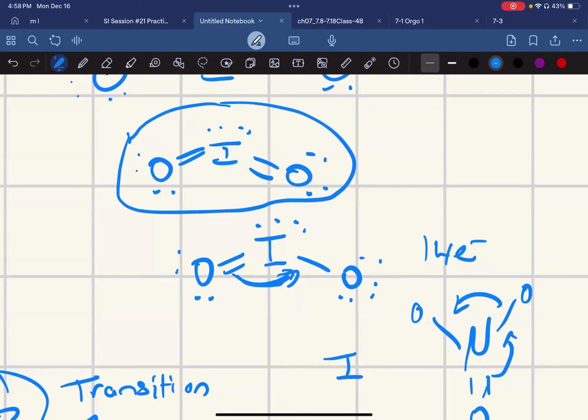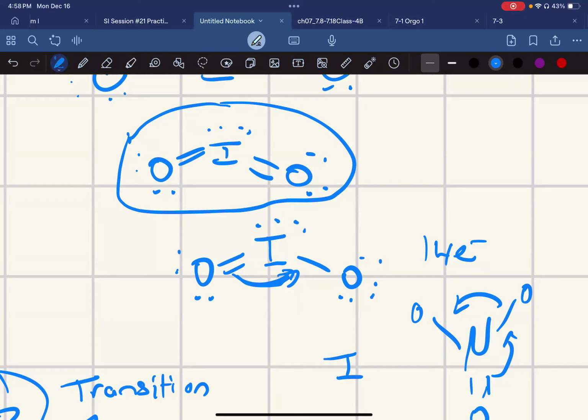No, no, no. All atoms have a set number of valence electrons, right? Iodine has 7 valence electrons. That's just set. Oxygen always has 6 valence electrons. Maybe I think you're asking me with the wrong terminology.